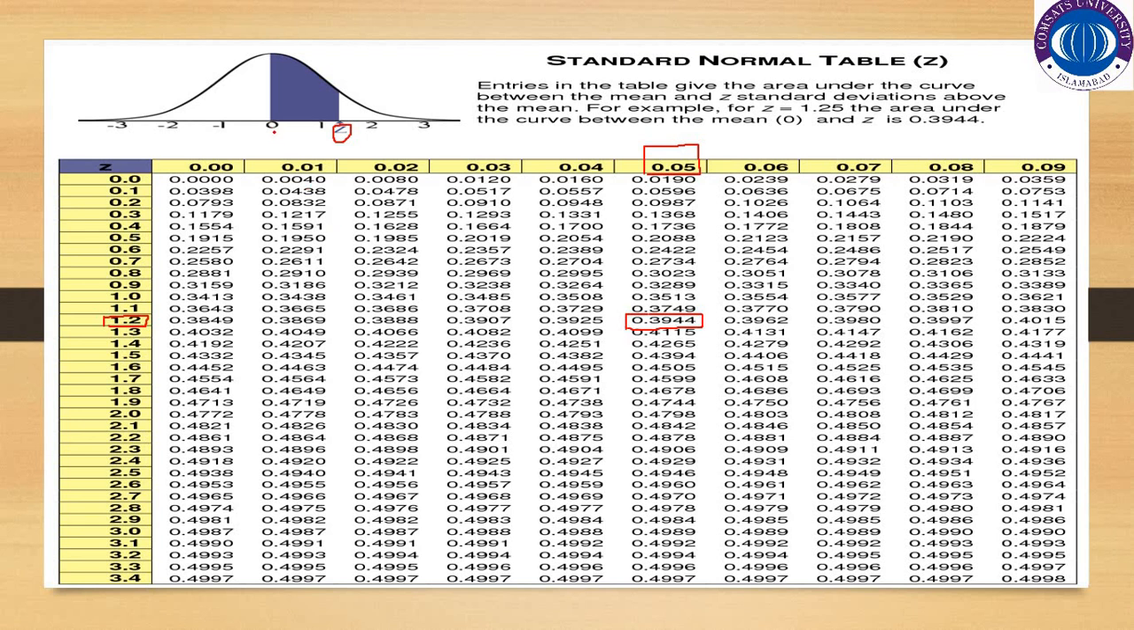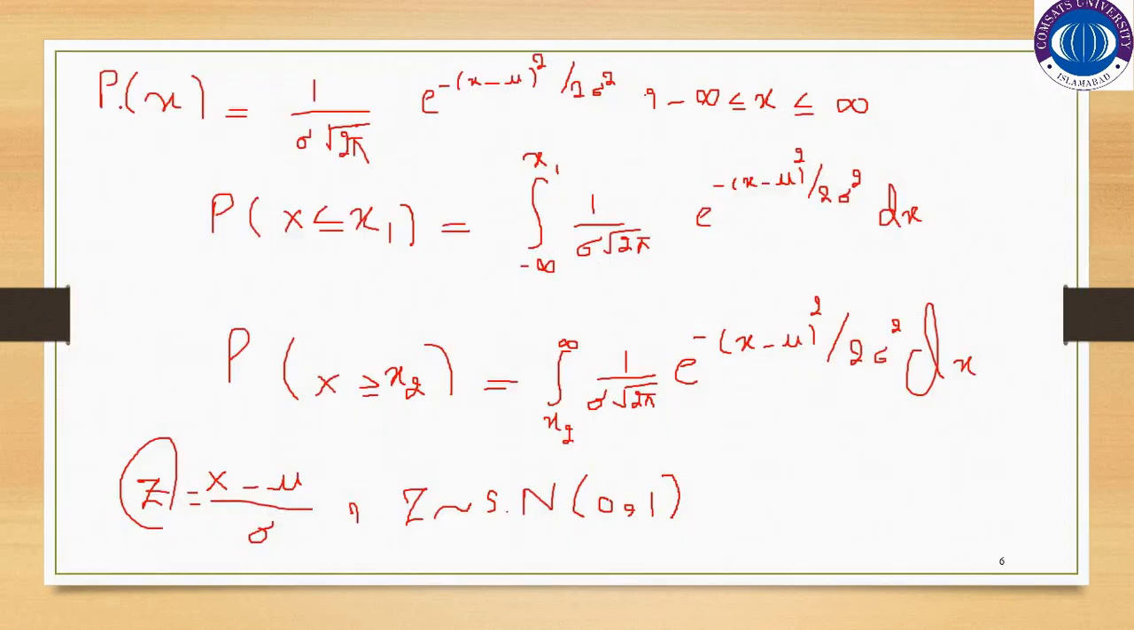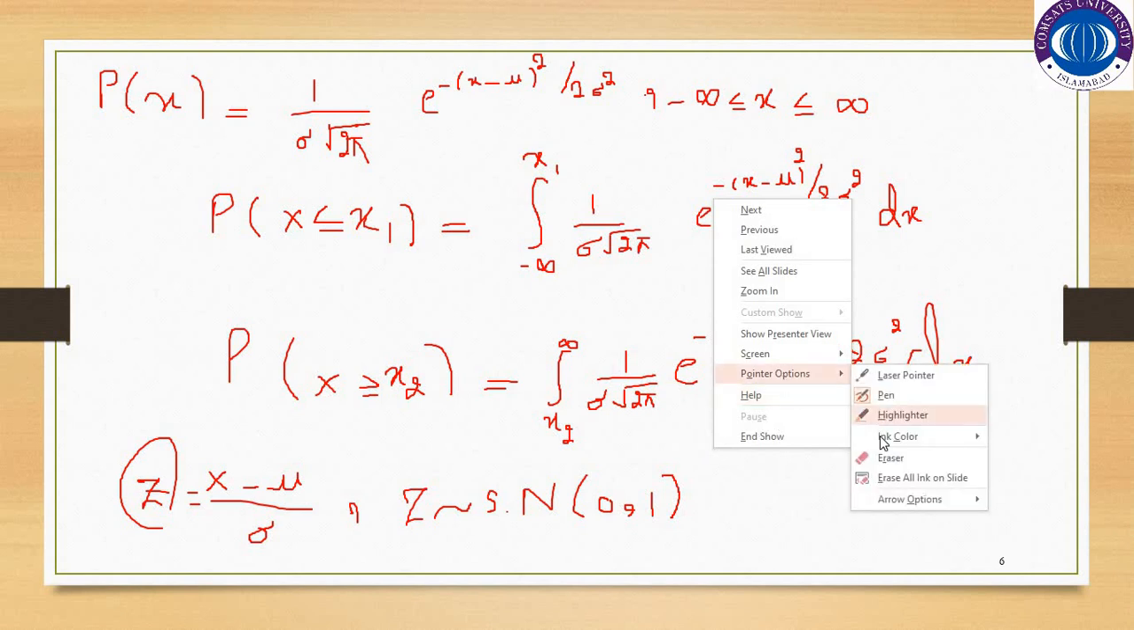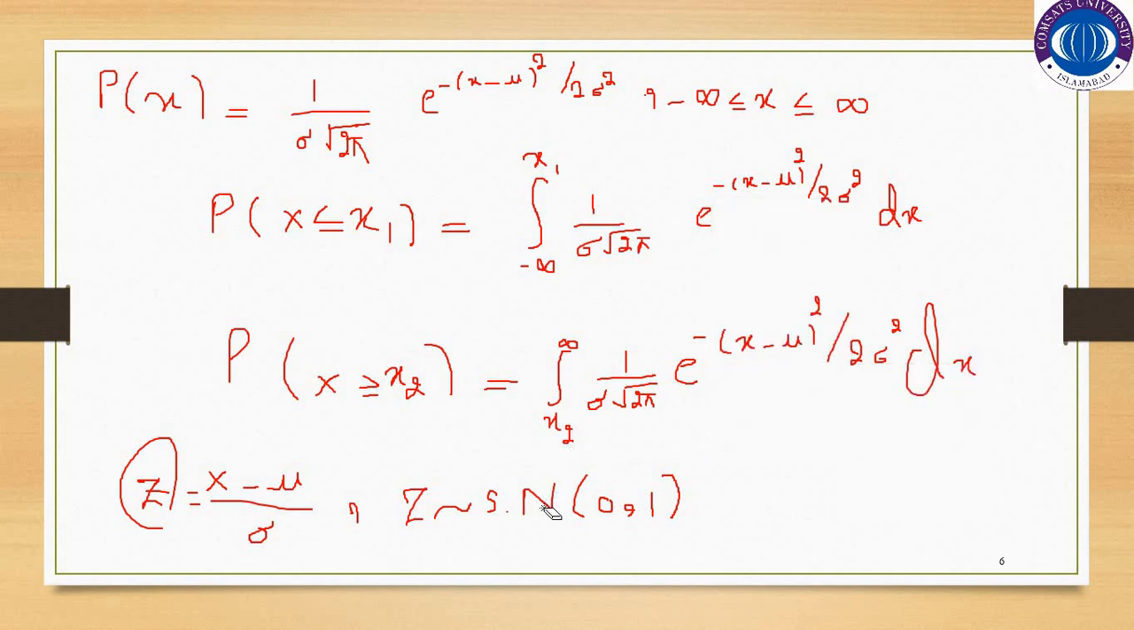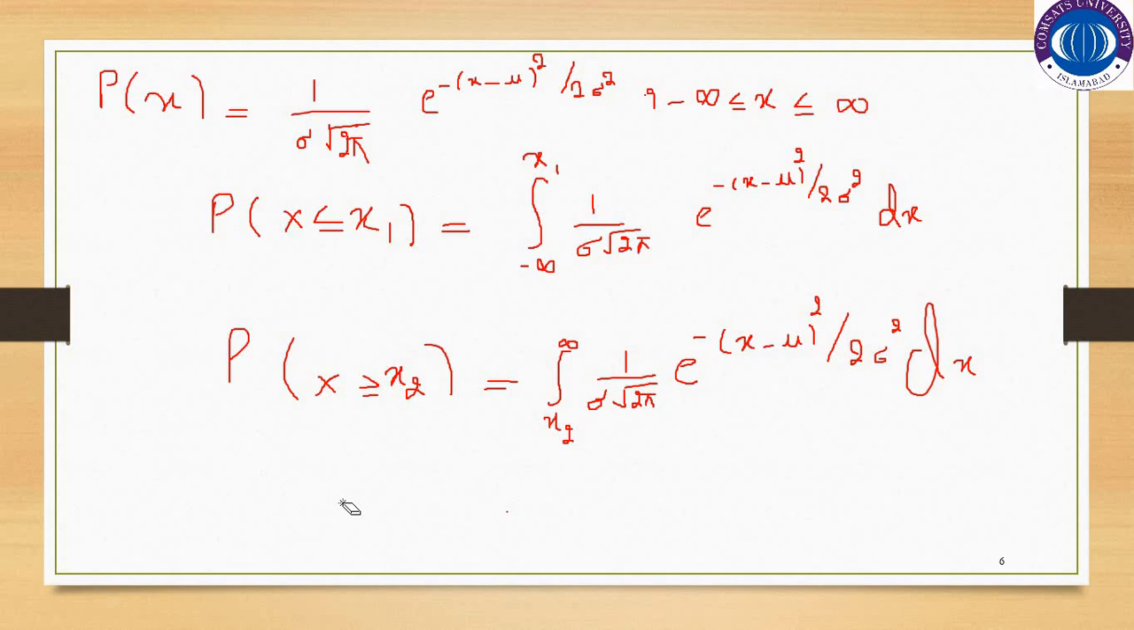So what's happening here? This area between 0 and z is 0.3944. If we write it in this manner, let me rub this. We use the eraser here, okay. Now we have some space to write.